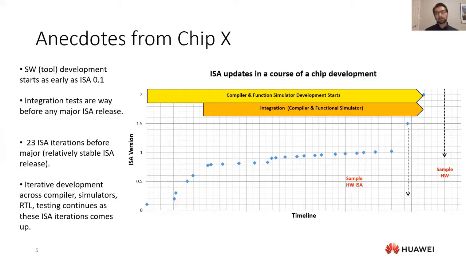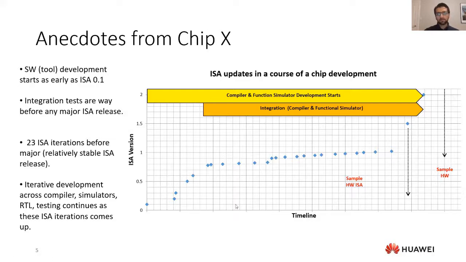Another chip that shall not be named, also we had a few observations. So if we look at this graph over here, on the x-axis is the timeline and on the y-axis is the ISA versions. And what we note that the software development starts very early, as soon as we have the 0.1 version of our ISA.